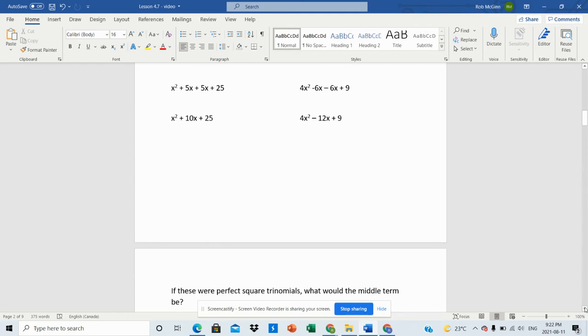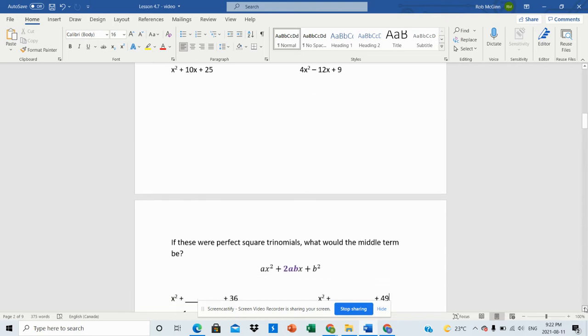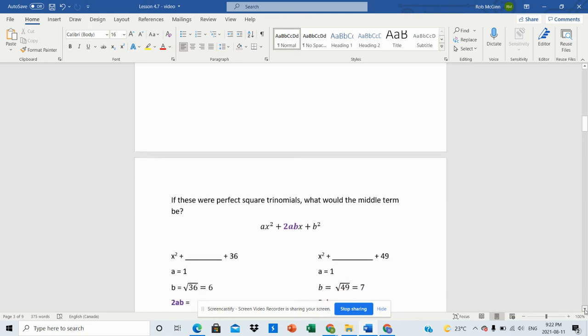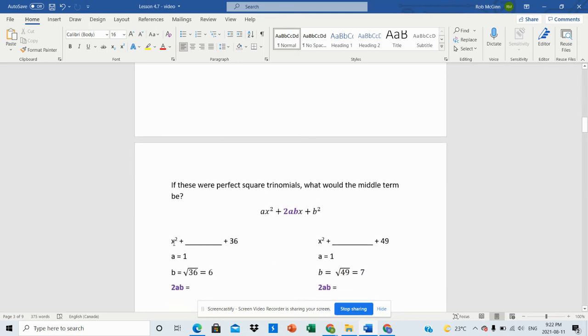First off, we're going to have you do a couple little warm up exercises. So, if these were perfect square trinomials, what would the middle term be? And we're going to refer back to our expanded form of the perfect square, a squared x squared plus 2abx plus b squared, to help us find these. So, the first one over here is x squared plus some term plus 36. And we want to make this a perfect square.